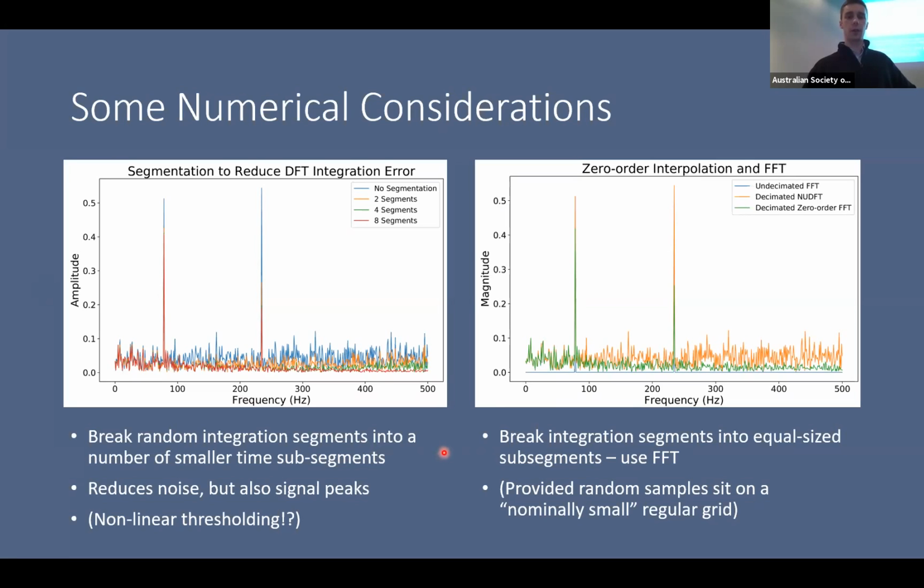We could take it a step further. Instead of just breaking up each randomly sized segment into a number of segments, we could break it up into equal sized segments, which would then allow use of the computationally advantageous fast Fourier transform. So that shows again, we do get a decrease in the noise, but also a decrease in the signal peaks there.